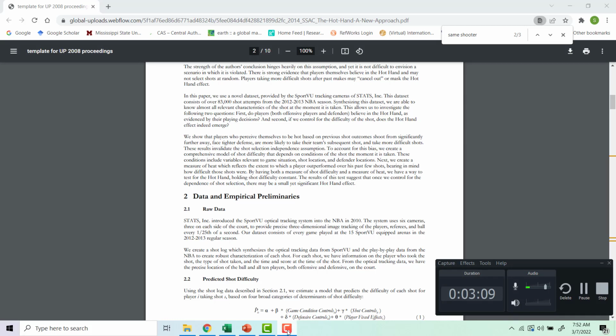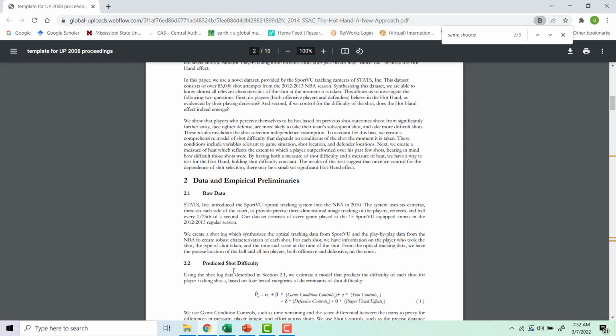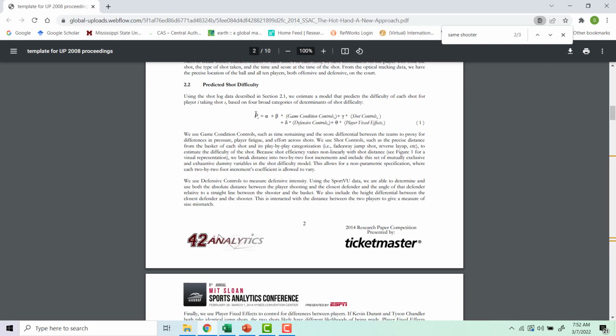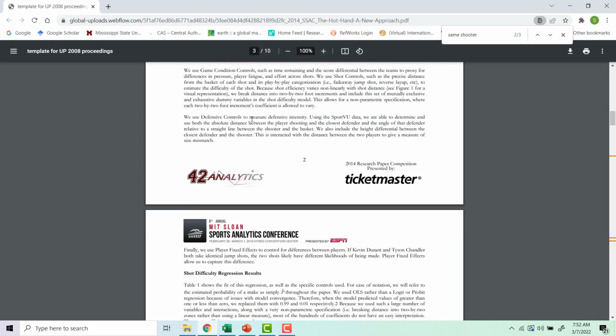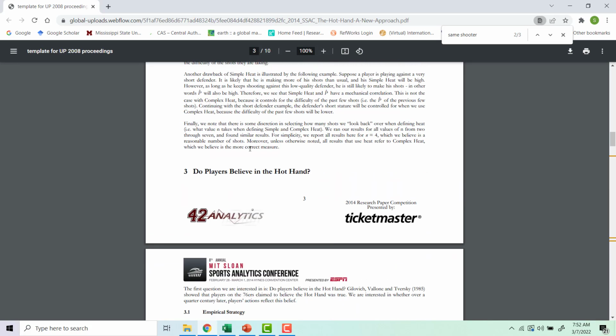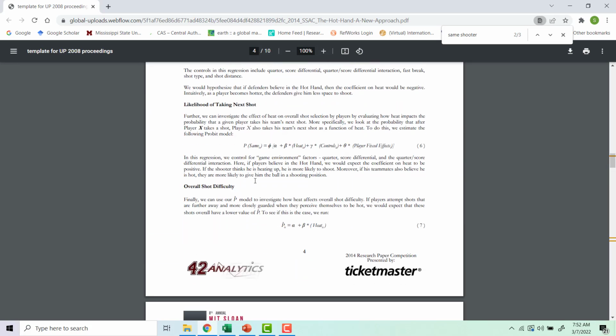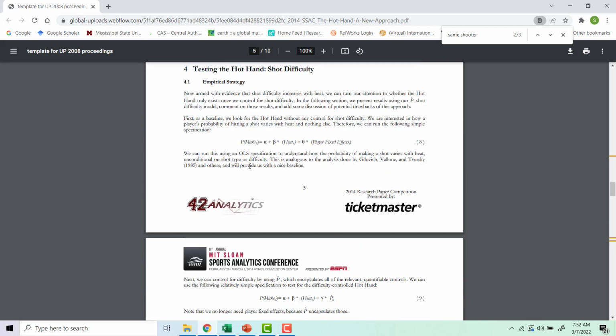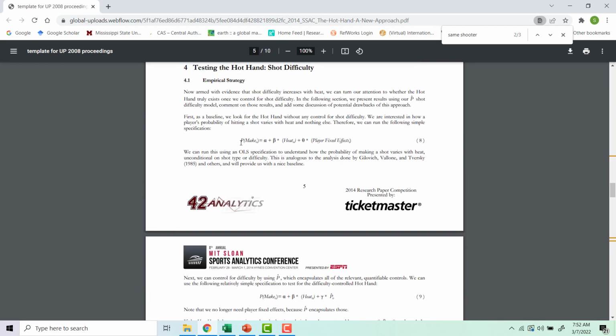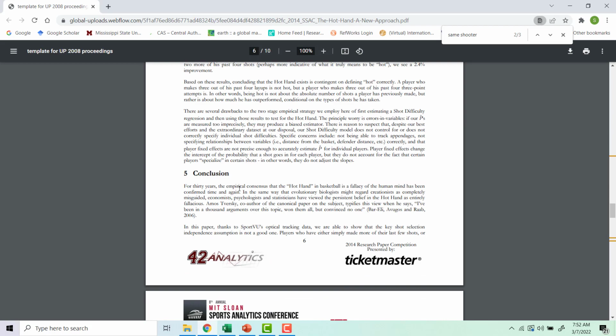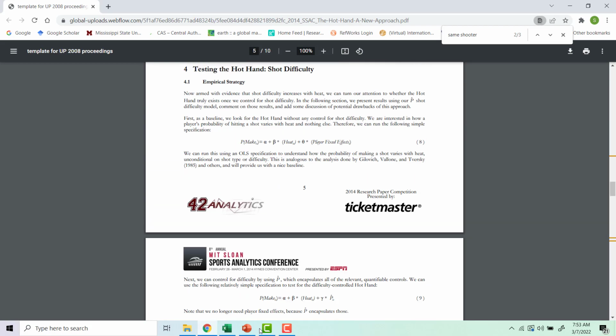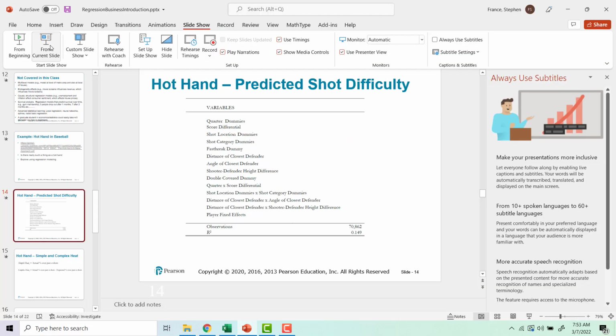It does this by building lots of different regressions. For example, here we have a regression, and this isn't a standard regression, this is a probability regression, to predict the shot difficulty. We've got regressions to predict whether people make a shot or not. So we have this wide range of regressions, and I'm just going to summarize some of the results.